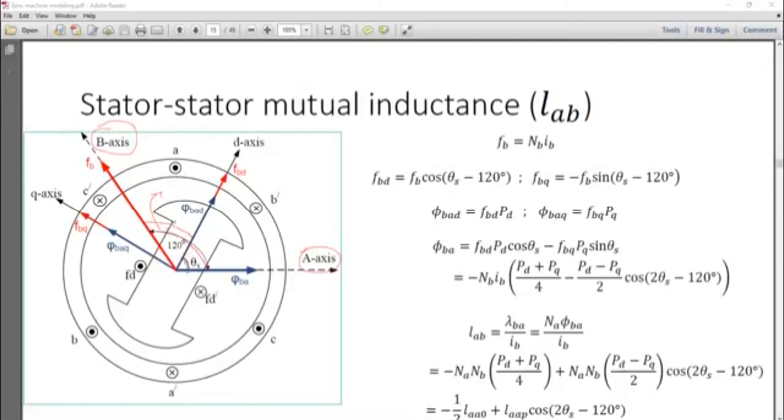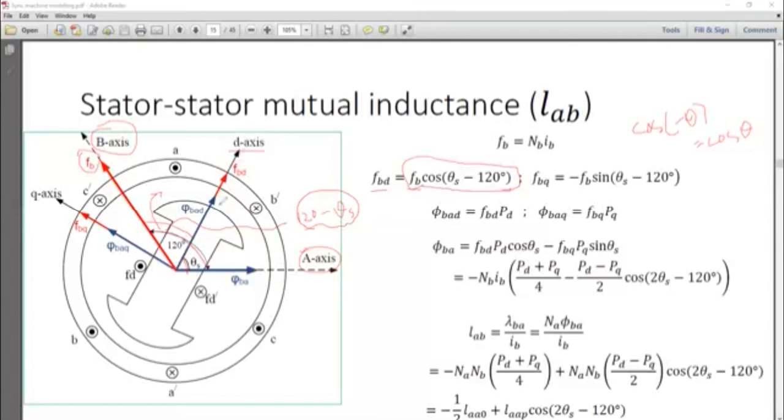And this is your theta S, so this angle should be 120 minus theta S. Now you can easily calculate FBD, which is the cosine component of FB along the D axis. That would be FB cosine of this angle. As you know, cosine of minus theta is equal to cosine theta, so we are using that identity. The actual angle is 120 minus theta S.